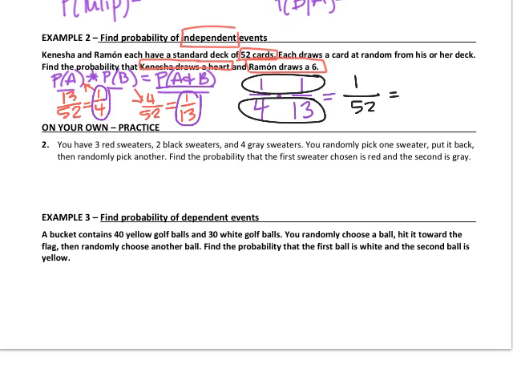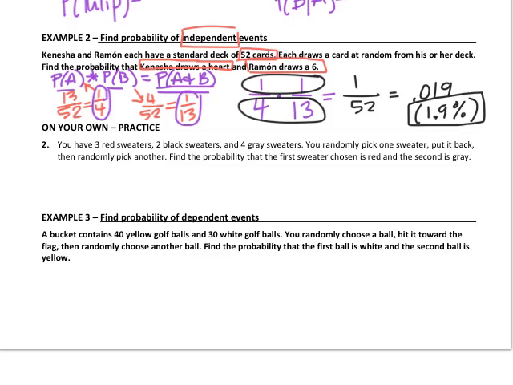And then you take your calculator out and you divide 1 by 52 and you get 0.019. Now that's the chance that it's going to happen, and if we put that in terms of a percentage, it's a 1.9% chance that Kanisha will pull out a heart and Ramon will pull out a 6. So that means there's less than 2% chance. This is a very slim chance of this taking place, but that's how you're going to find it. You're going to need to know both of the probabilities and then multiply them together.